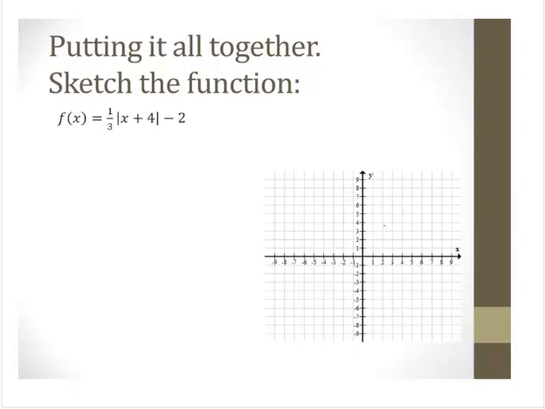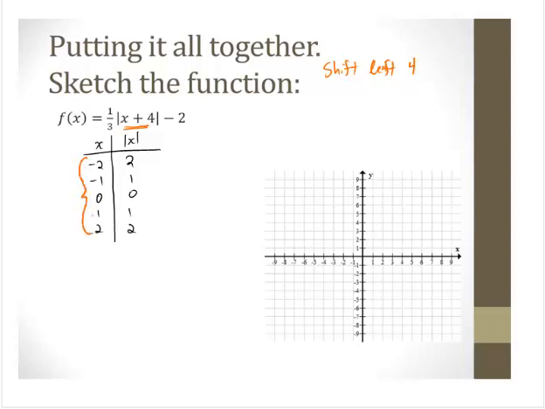All right. So again, let's start with our basic function, x and absolute value x. And some good points would be negative 2, negative 1, 0, 1, and 2, and 2, 1, 0, 1, and 2 respectively for the absolute value function. All right, x plus 4. That's a shift left 4. So to shift left 4, I'm going to decrease each of the x values by 4.